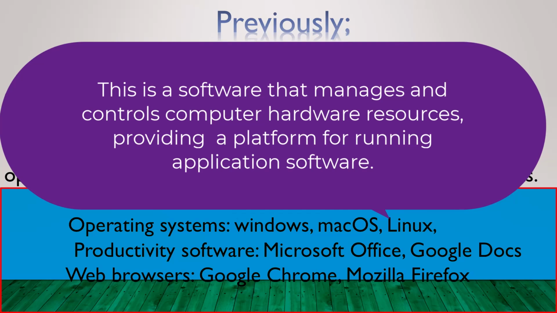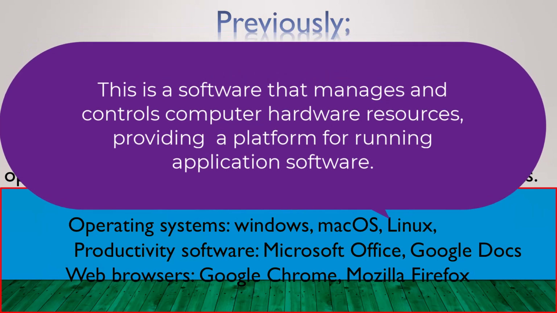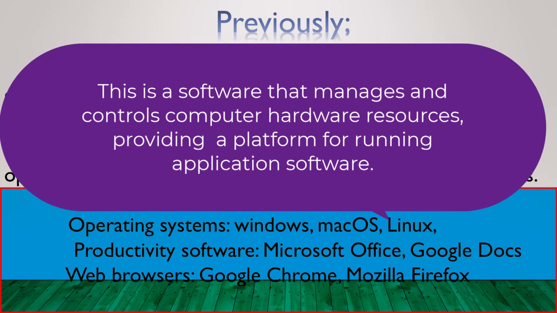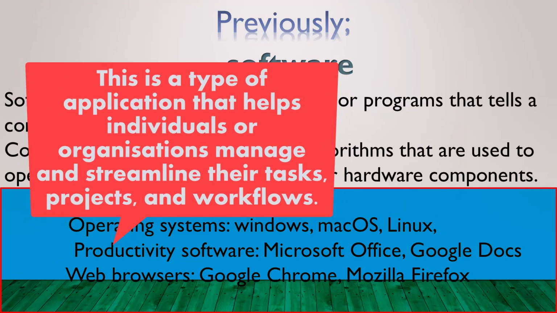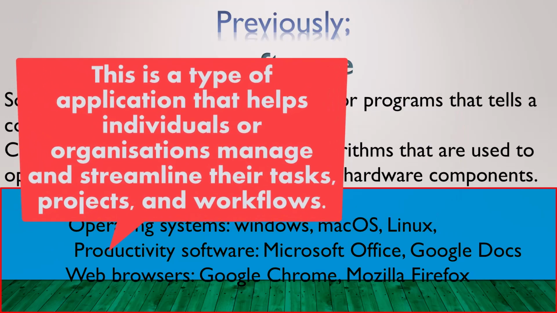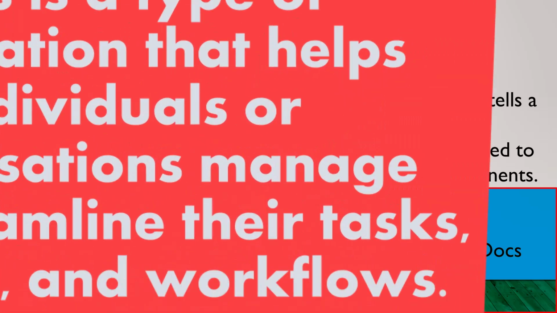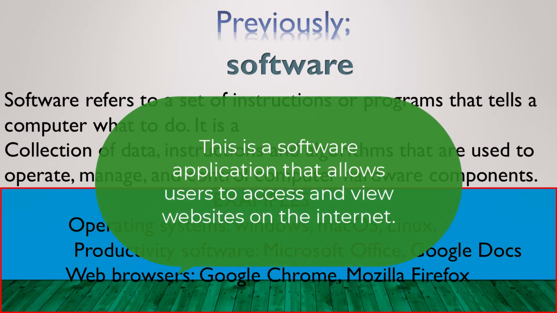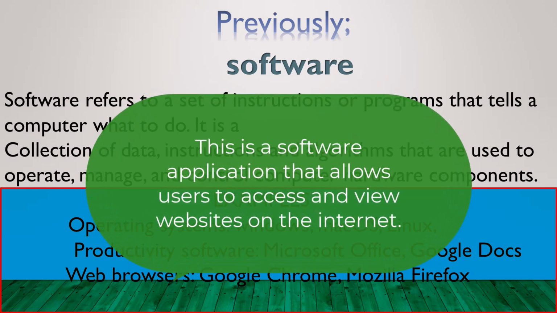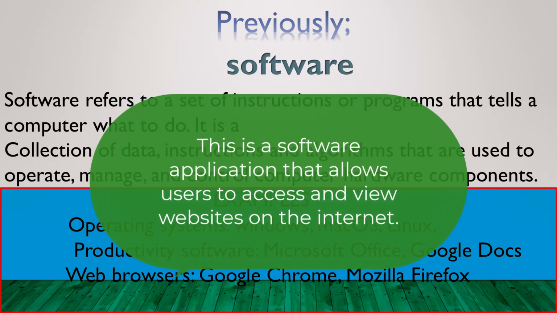We have the operating system. These are the softwares that manage and control computer hardware effectively, like Windows and Mac OS. Then the productivity software, like Microsoft Office and Google Docs. Then web browsers. We all know of web browsers. Some examples are Google Chrome, Mozilla Firefox, and a whole lot.